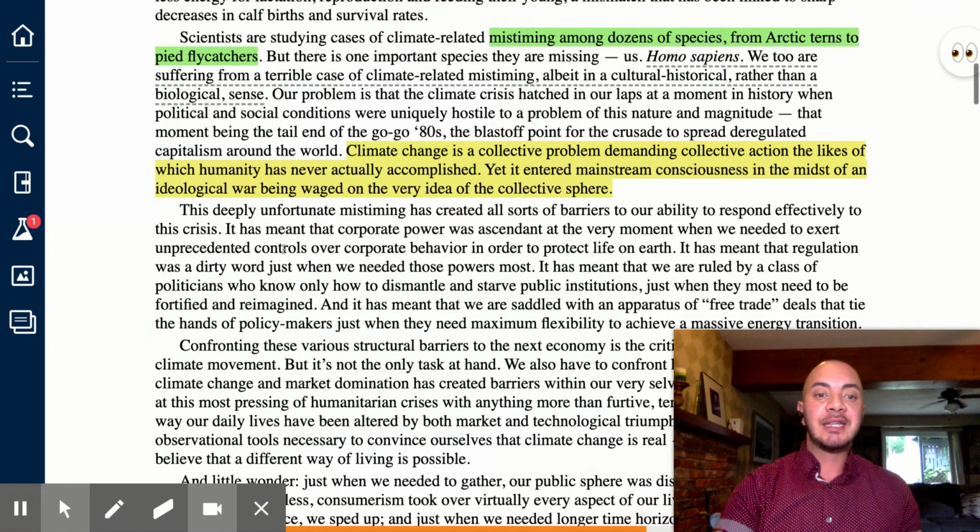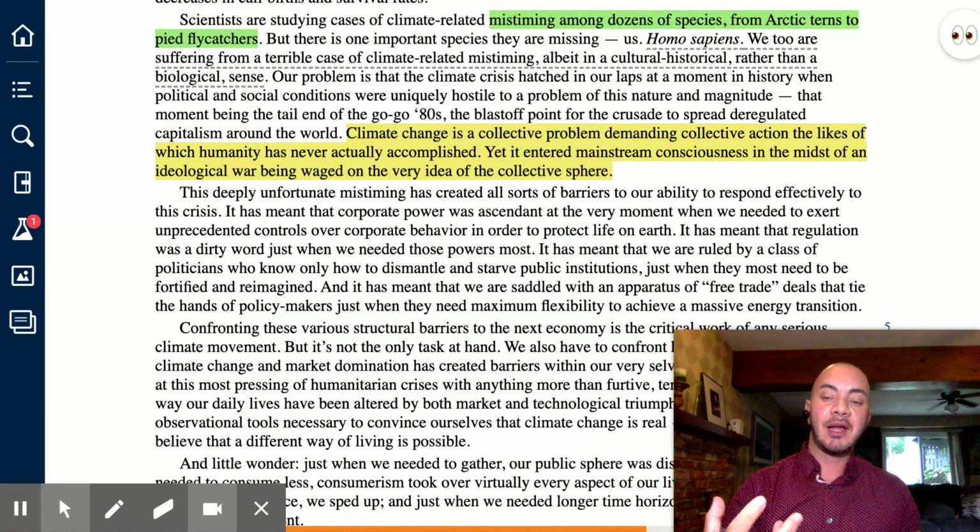As she continues the essay, she will use this idea of mistiming to elaborate on her criticism of what she calls late stage capitalism and talks about how it is that capitalism is a barrier to this sort of collective action that she's talking about.